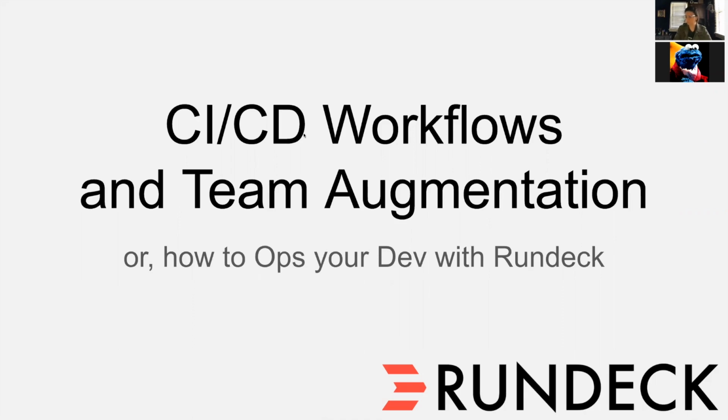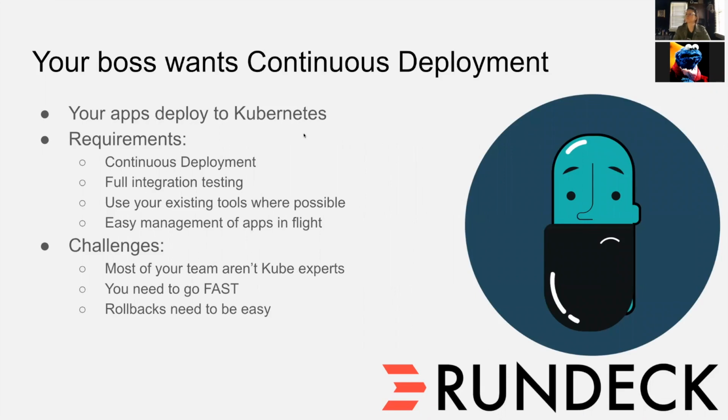What we're going to do is set the stage. Your boss has decided that they want continuous deployment. They know the benefits, they know the risks, and you've got an application that you want to do continuous code pushes on while your developers are working on it. So your boss has set you up with some requirements. Continuous deployment, make sure that you have full integration testing, use as many of your existing tools as possible. And once the apps are in flight and up and running, you want to be able to easily manage, rollback, do that type of thing.